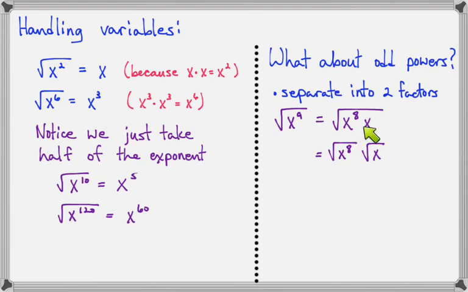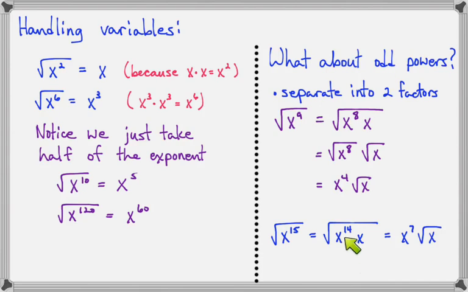So using the product rule, I split this into two radicals. The square root of x to the 8th is x to the 4th. And the other x, the odd one, stays under the radical. So here's just another example for us. We're going to split x to the 15th into two pieces. X to the 15th would become x to the 14th times x. Make two radicals out of it, and then half of 14 is 7. So the square root of x to the 14th is x to the 7th, and this x is still under the radical.